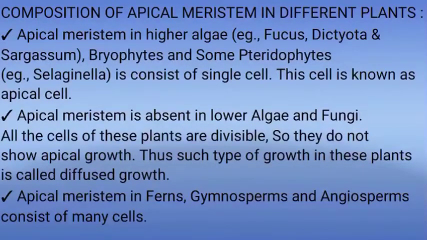Apical meristem is absent in lower algae and fungi. All the cells of these plants are divisible, so they do not show apical growth. Thus, such type of growth in these plants is called diffused growth. Apical meristem in ferns, gymnosperms and angiosperms consists of many cells.